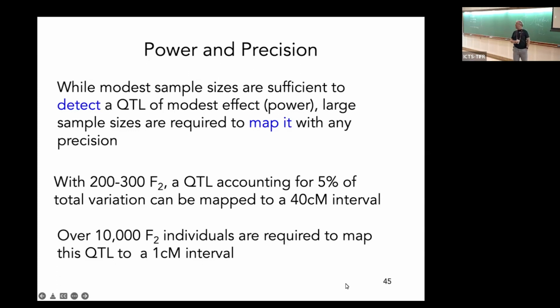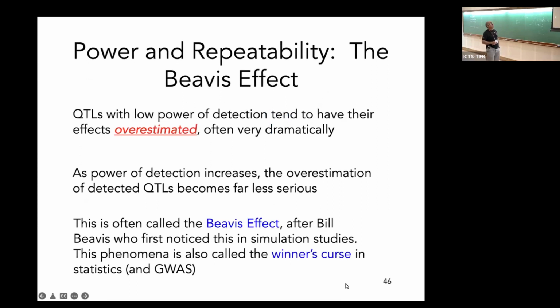That's a big QTL. This is phenotypic variation. I can map that to a 40 centimorgan interval. That's about a chromosome arm. That's pretty good, but it's not fine mapping. If I want to map this same 5% effect to a 1 centimorgan, that's a megabase. That's still huge. I need 10,000 individuals. So QTL mapping isn't going to get you there for fine mapping.